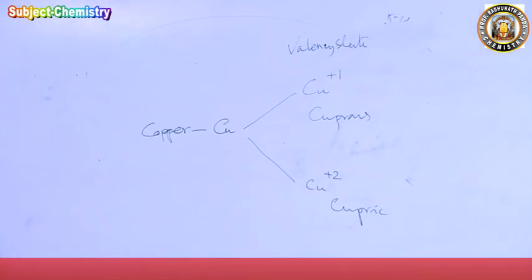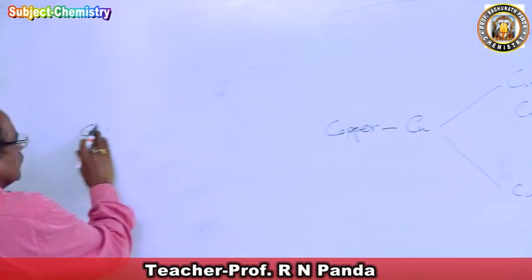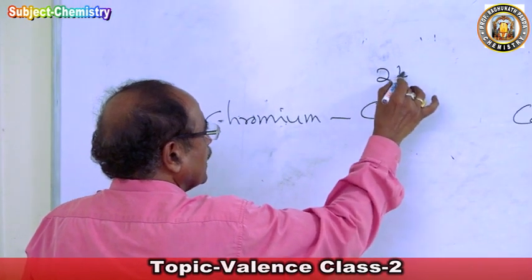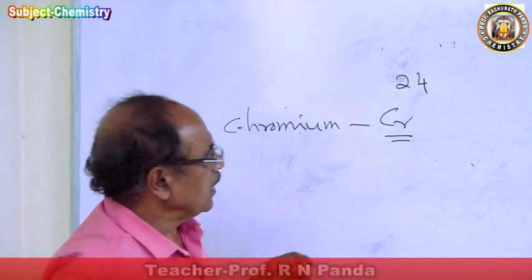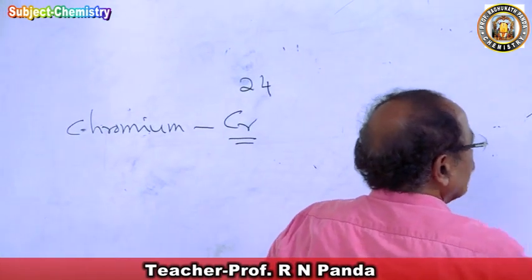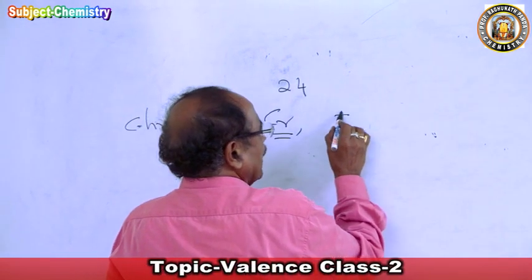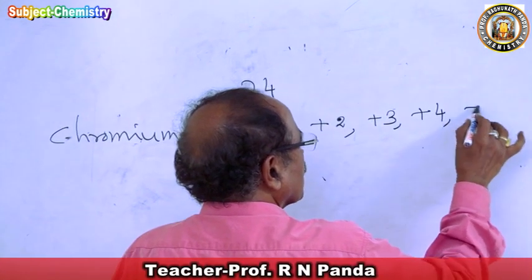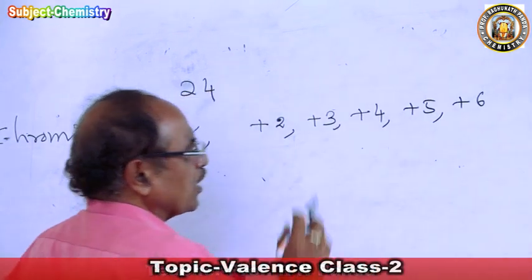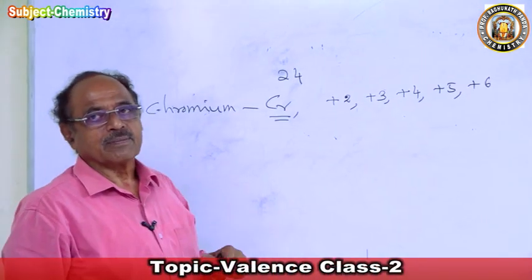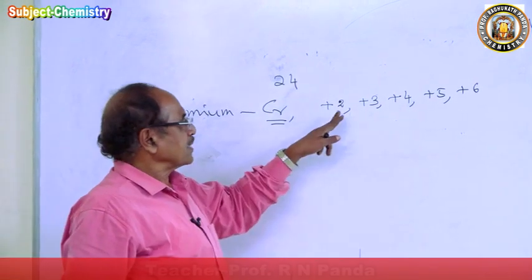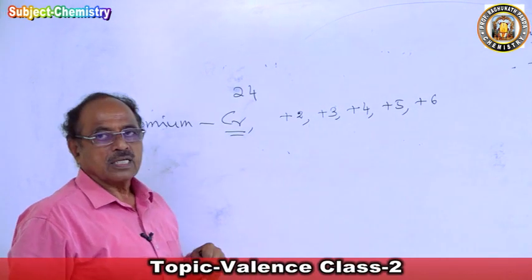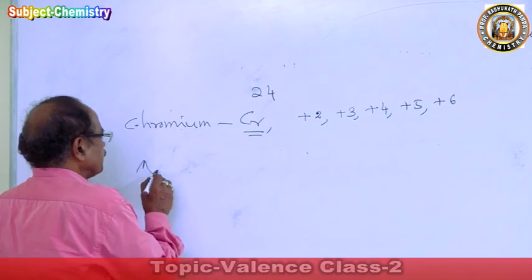Now we'll come to chromium. Chromium has atomic number 24 in the periodic table. This element exhibits a number of variable valence states: plus 1, plus 2, plus 3, plus 4, plus 5, plus 6. Why not 7? Because it is 6B of the modern periodic table. Group number indicates the highest valence state, so 6. Similarly, you come to manganese.